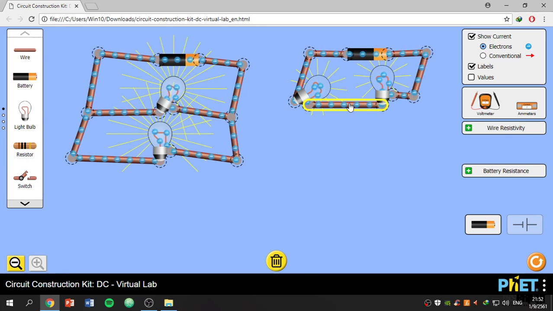Next are the disadvantages of series circuit. If one breaks in the series circuit, the total circuit will break. As the number of components in a circuit increases, the circuit resistance will be greater.